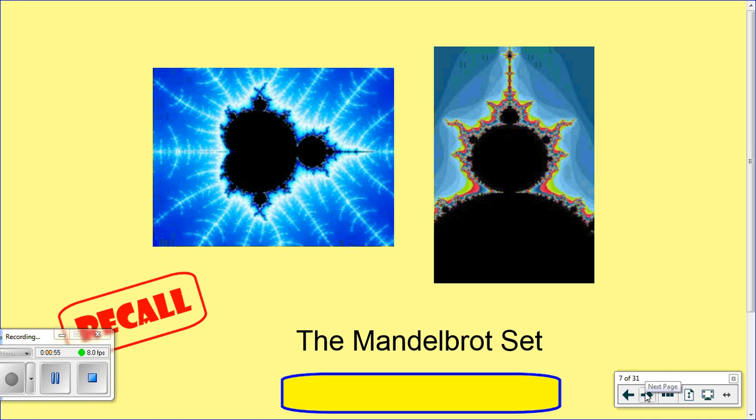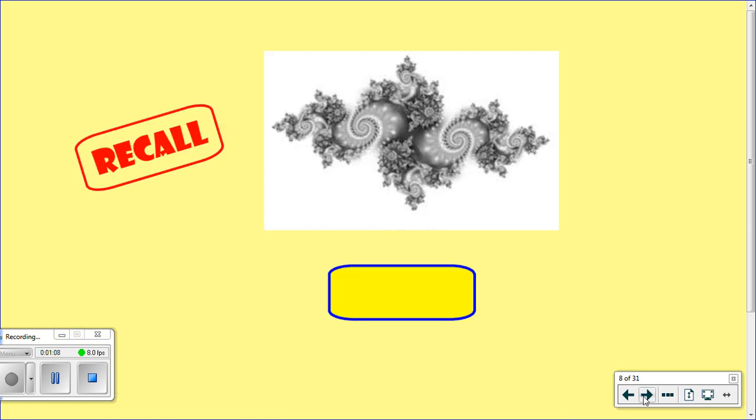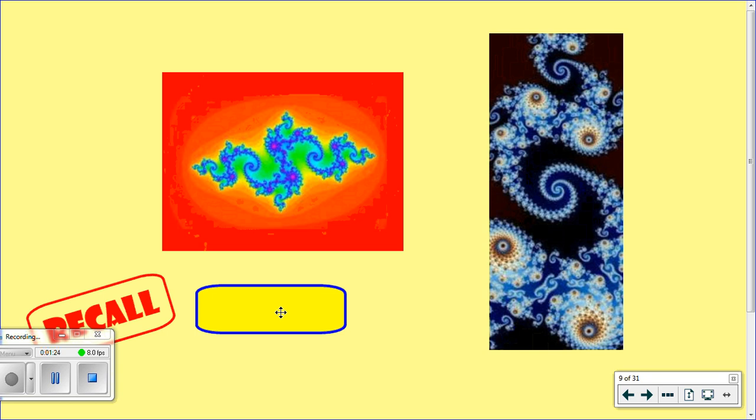Again, if you recall, these patterns are made from feeding an answer to an equation in the beginning over and over and over again to get this pattern. Now remember what this one is called? It's not that circular ball pattern, but it's this swirling pattern called the Julia set. Let's look at a couple more of those. Again, these are also examples of the Julia set.